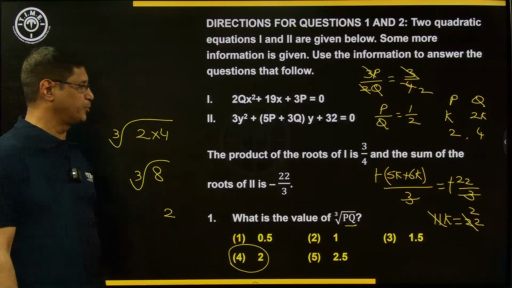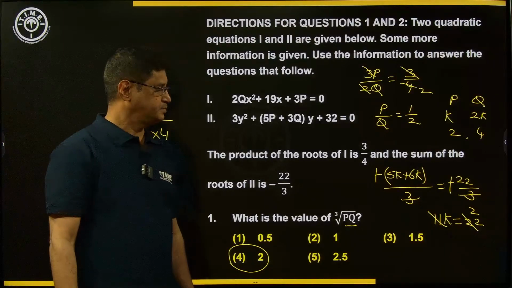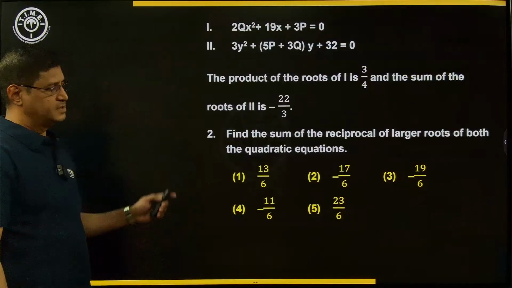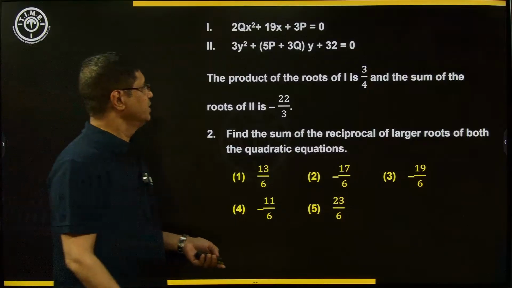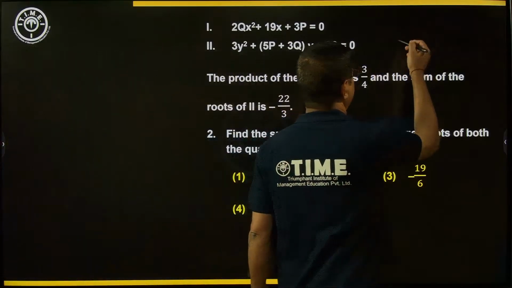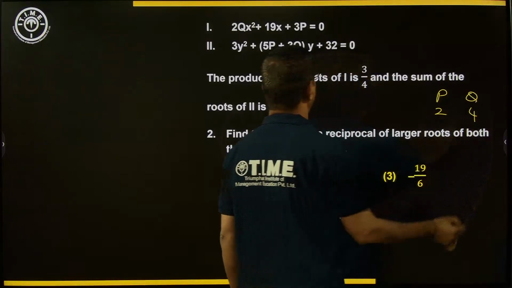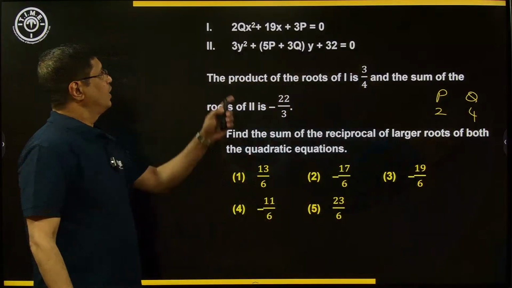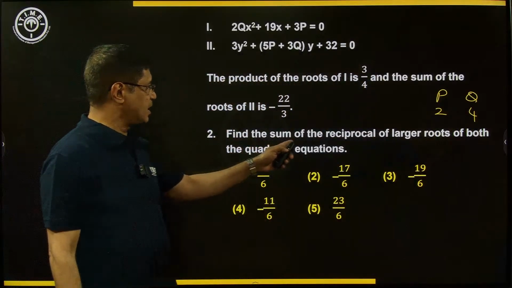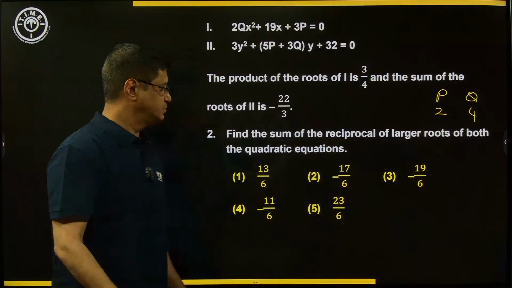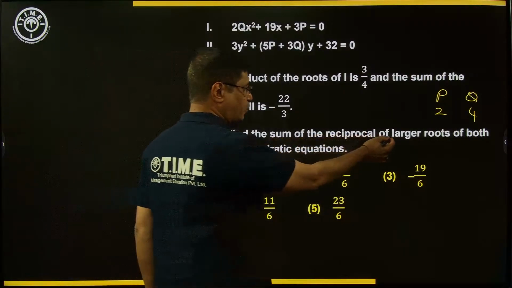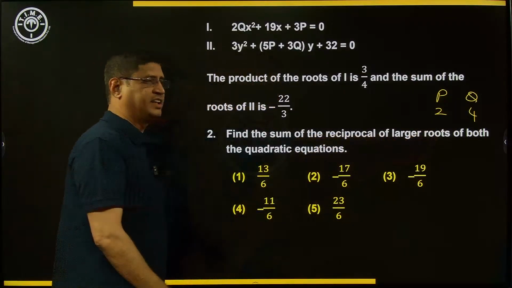Now look at the next example on your screen. Same data I carry forward here. The value of P is 2, and the value of Q is 4. Now, what is the question here? Find the sum of the reciprocals of the larger roots of both the quadratic equations.